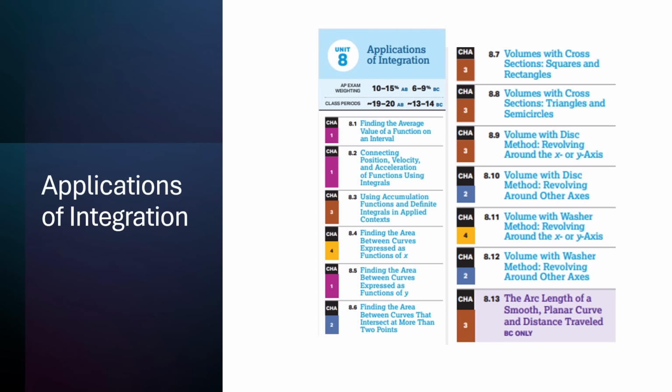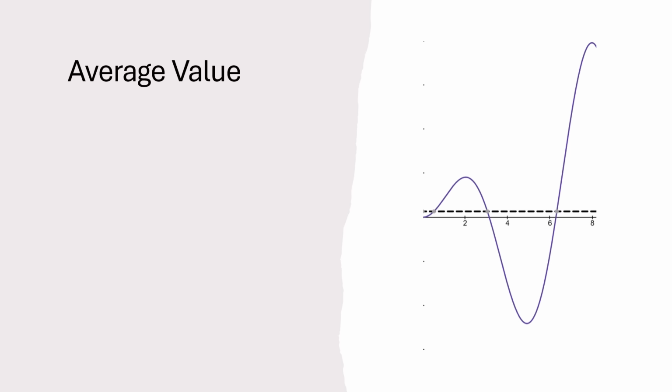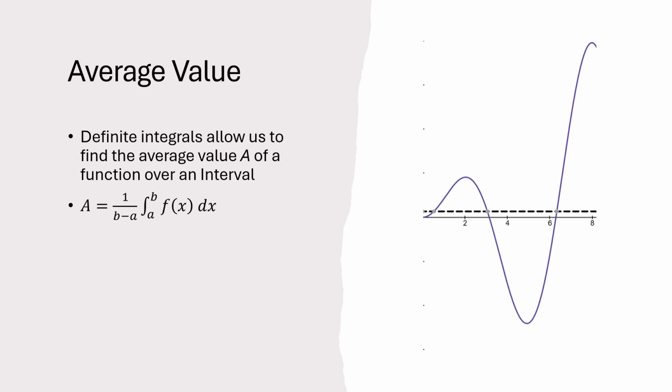Now for applications of integration, our first topic is average value. Definite integrals allow us to find the average value a of a function over an interval by a is 1 over b minus a of the integral from a to b of f of x dx.